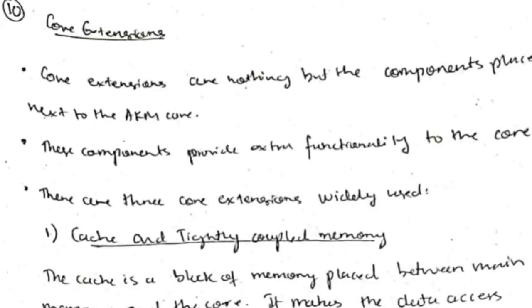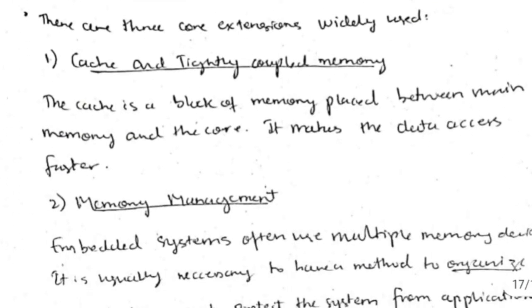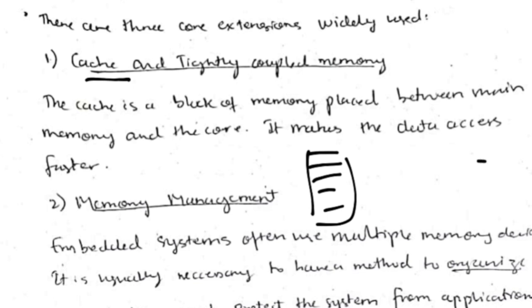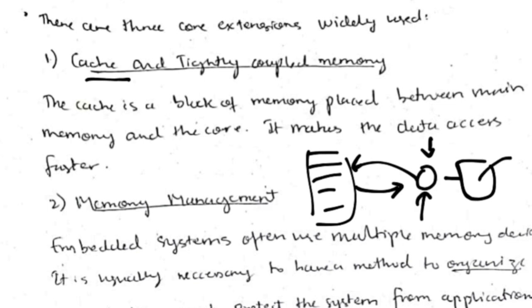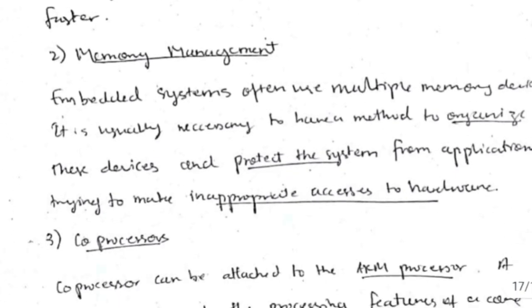The last topic is core extensions, which means the processor is present here and it has some extensions used for various purposes. Let's see what those are. There are 3 types. First one is cache. Cache will make memory access much faster. Suppose this is the secondary memory and this is the ARM processor. In between these, the cache is present so that programs execute much faster, because fetching data from memory is carried out by the cache, and the processor handles the execution of instructions.